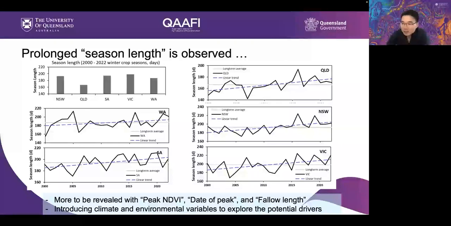And these changes could be due to climate shifts and maybe the introduction of advanced crop varieties. And the further analysis involving the peak NDVI, the depth of peak, and also the fallow length I mentioned before, in conjunction with some additional data sets, is now underway to investigate the underlying causes of this interesting trend observed in this seasonality.